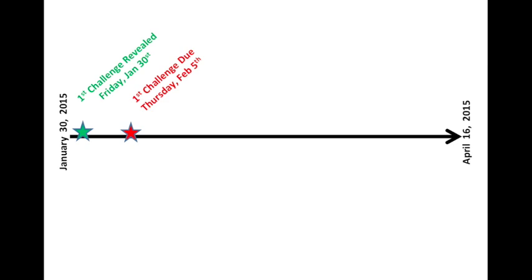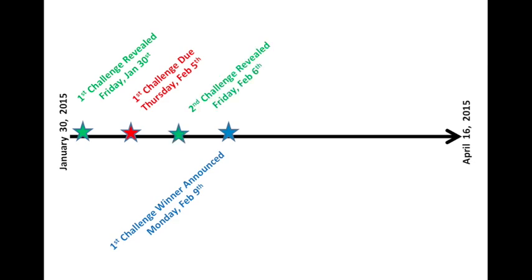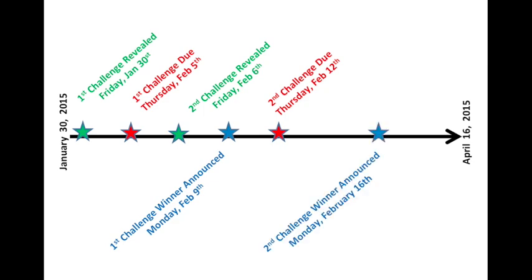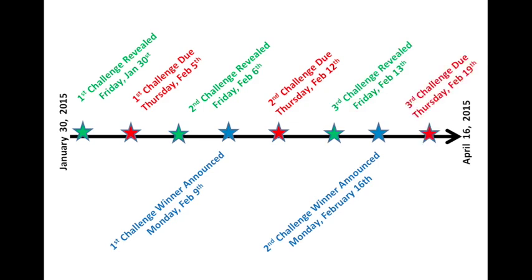When we're looking at the timeline, we want to show you that we will start on January 30th with the first challenge. And so when we're looking at the first challenge, it'll be revealed Friday, January 30th. The due date for that challenge will be February 5th on a Thursday. We'll announce the winner on Monday, February 9th, after the weekend, and then we'll have another reveal on February 6th on a Friday. It'll be due by Thursday. We'll reveal a winner on Monday, and we'll keep going. Friday, reveal, and Thursday due. And so we'll go all the way to April 16th. It's a 10-week period, not counting spring break, and we'll have challenges each of those 10 weeks.